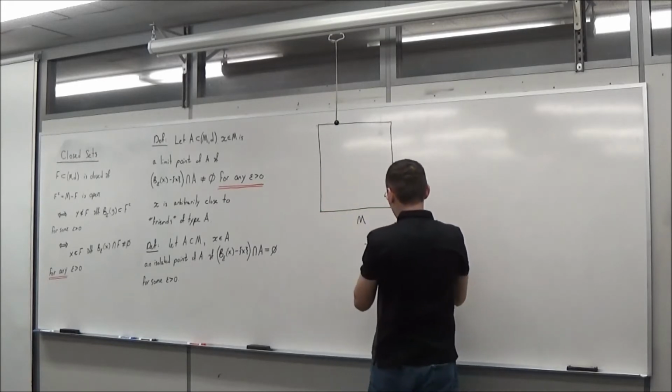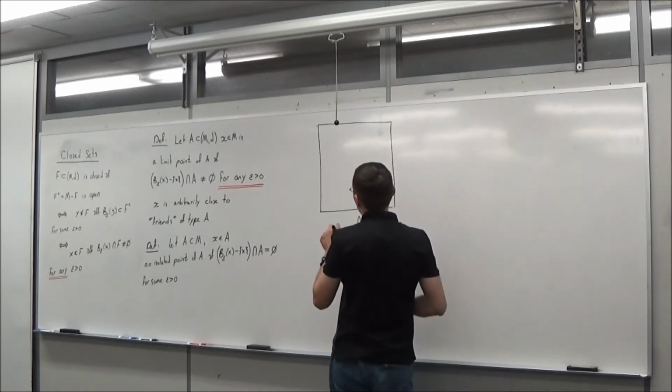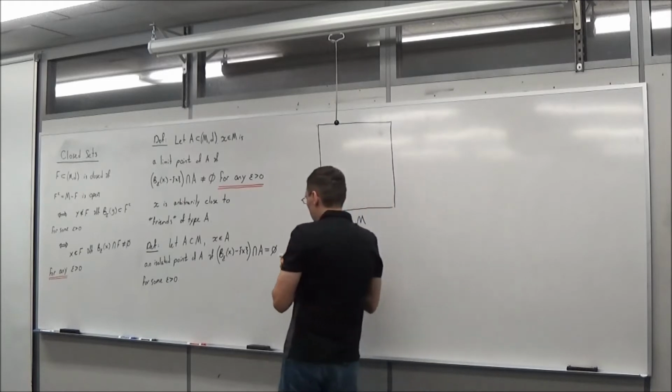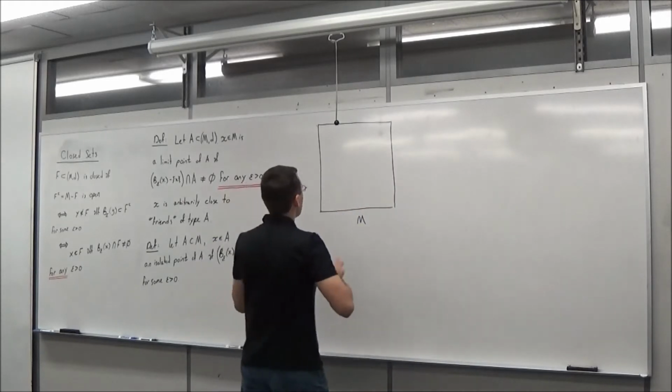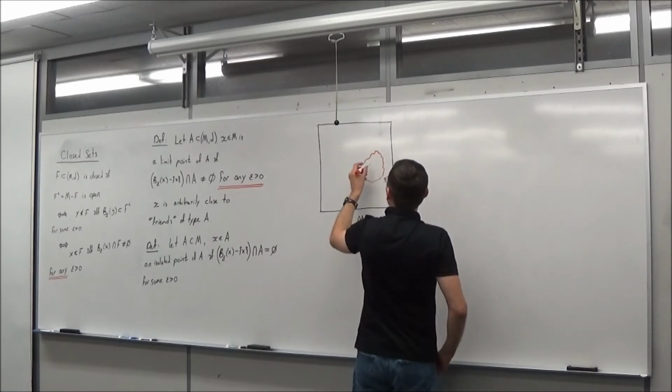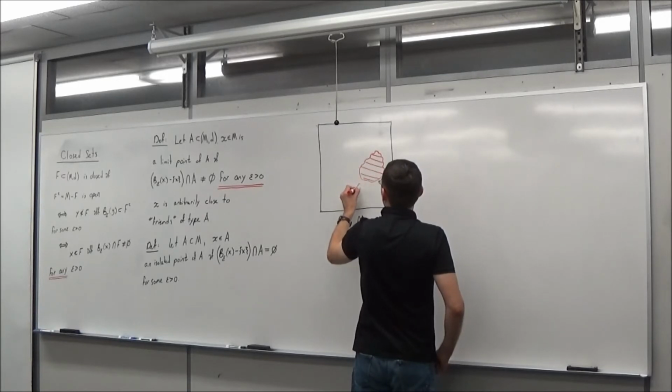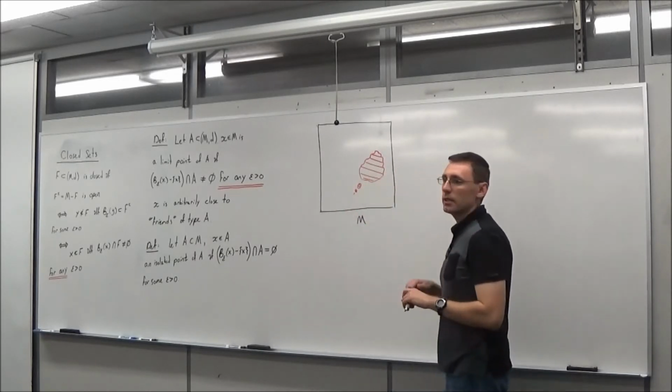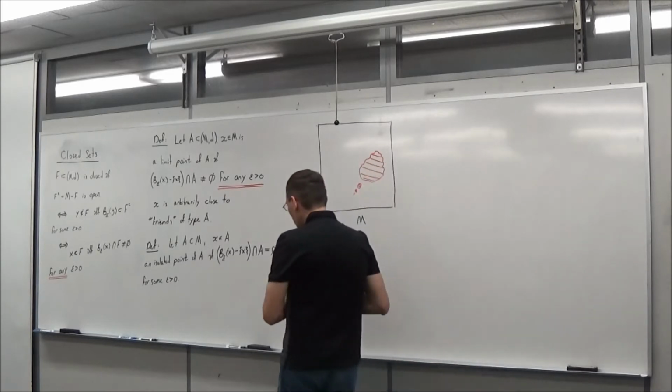I draw it as a square, but you know, it's just some space. This is M, and A would be some region here. Okay, so it's this region, and this region, and this region, and something like this. Okay, so this solid region.